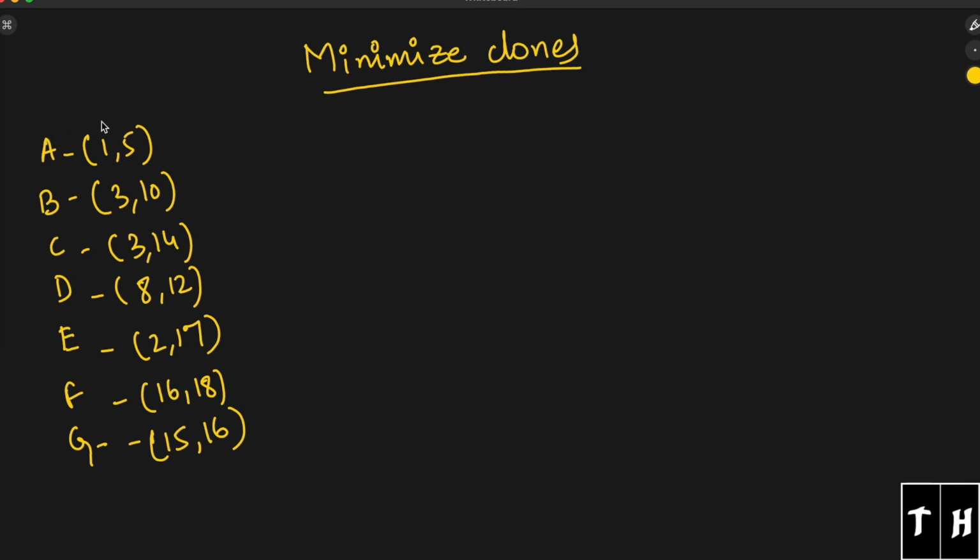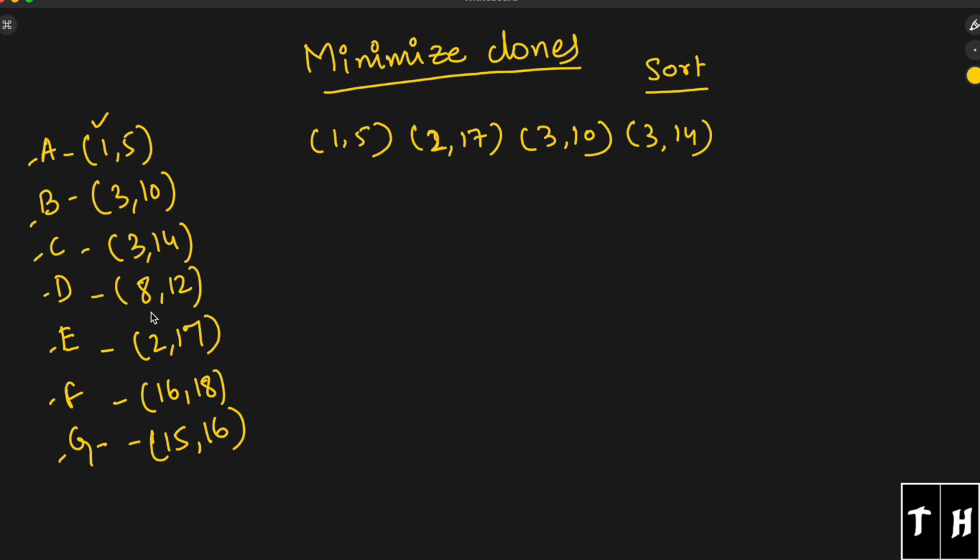So let's say these are the events A, B, C, D, E, F, G. First thing we'll do, we'll sort the events as per their start time so that we can process them in chronological order. So first we'll sort 1, 5, then 2, 17, 3, 10, 3, 14, 8, 12, then 15 to 16, and 16 to 18. Okay, so now we have sorted these events as per their start time.